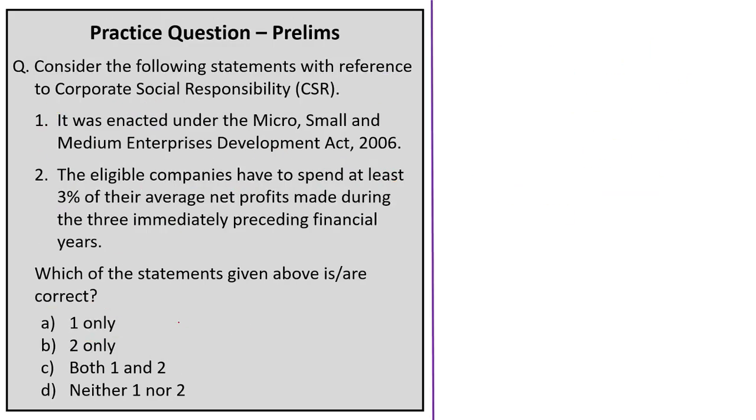Now, this question is based on corporate social responsibility. The first statement is, it was enacted under the Micro, Small and Medium Enterprises Development Act of 2006. Now, this is wrong because CSR was enacted under Section 135 of the Companies Act of 2013, and not under the MSME Act of 2006. So, this statement is wrong. The second statement states, the eligible companies have to spend at least 3% of their average net profits made during the 3 immediately preceding financial years. Now, the second half of the statement is correct.